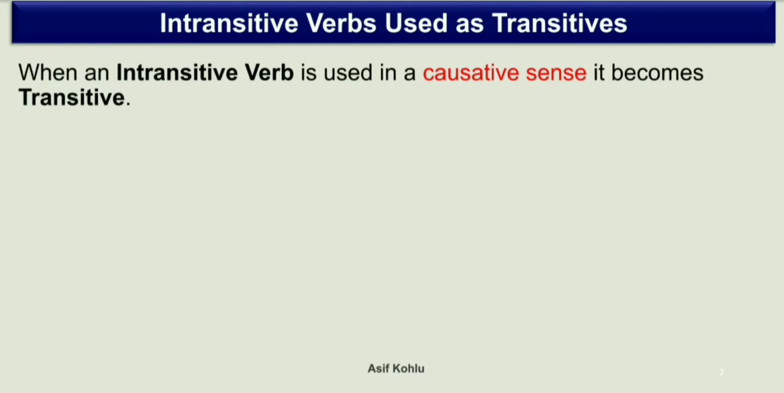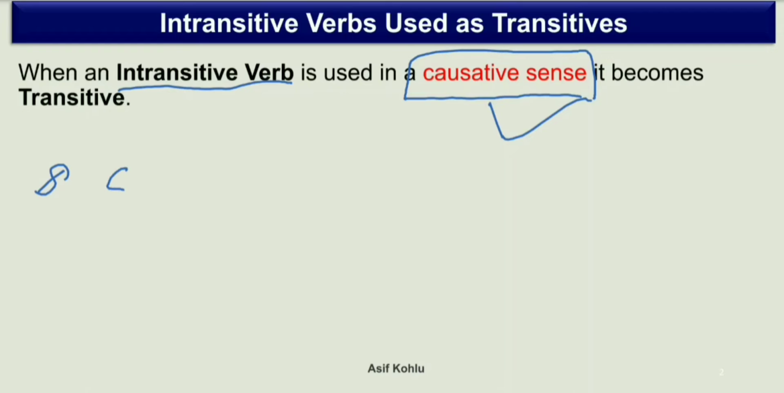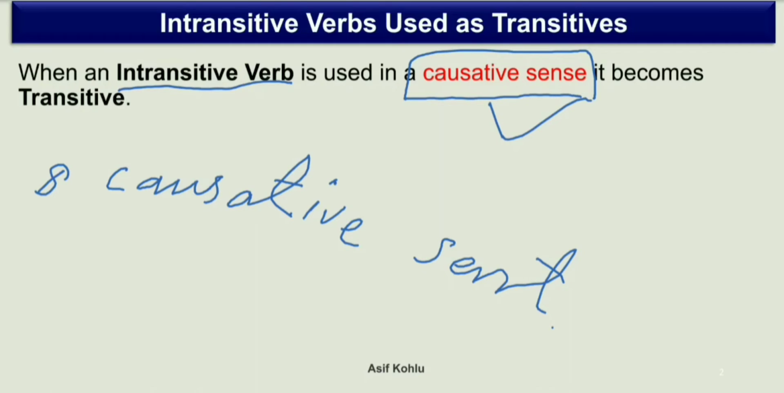When an intransitive verb is used in a causative sense, it becomes transitive. Now here we may conclude, or simply say, when the intransitive verb is used in a causative sense. Causative sense means we may use it in causative sentences. Have you ever heard about causative sentences? Most causative sentences have intransitive verbs. But when they are used in a causative sense, the verb becomes transitive. That verb may no longer be called an intransitive verb.